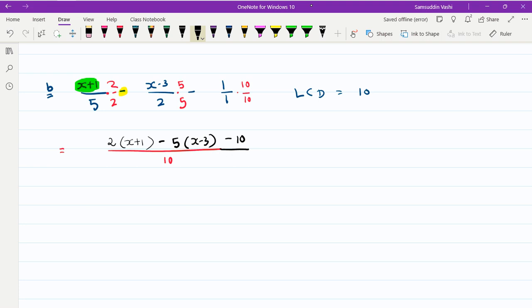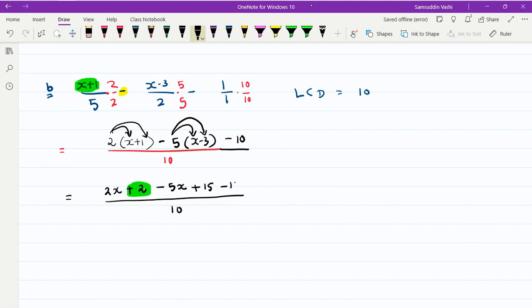Now the numerator once again. Because there are brackets, I need to get rid of those brackets. 2x, one arrow, one multiplication. Another arrow, another multiplication, plus 2. Most of the time, the mistake is in this place. You will forget to multiply. You will multiply 2 and x, but you will forget to multiply 2 and 1. Be careful. Then 5 and x, negative 5x. Minus 5 times minus 3, be careful, positive 15. And then minus 10, there is no multiplication.